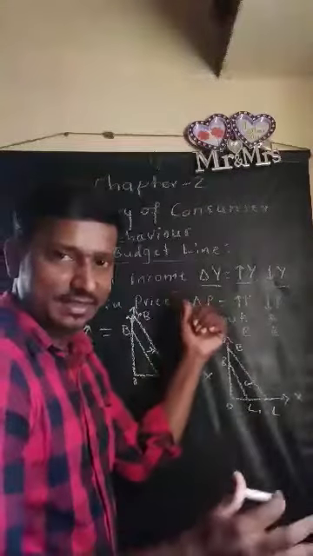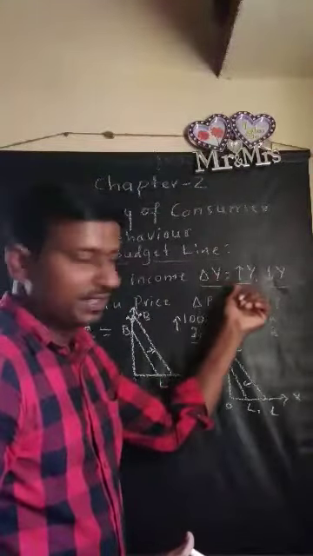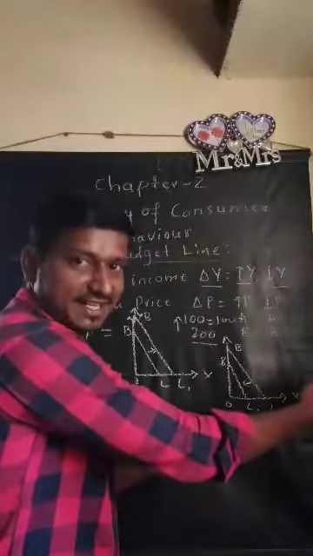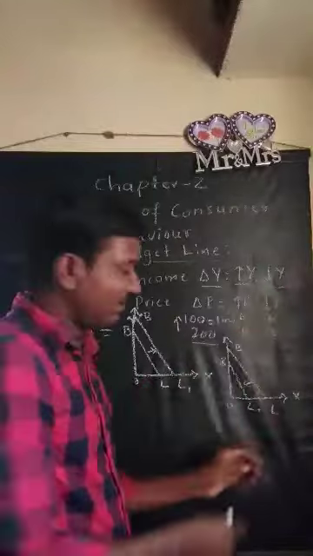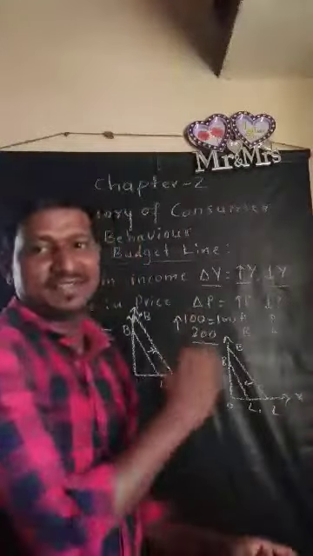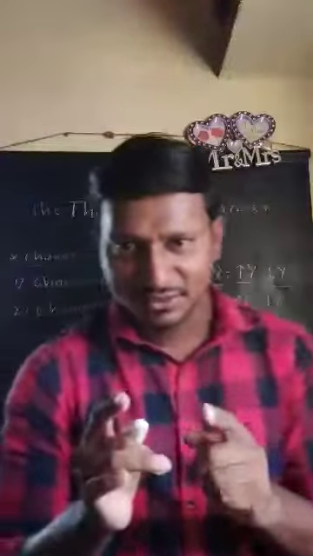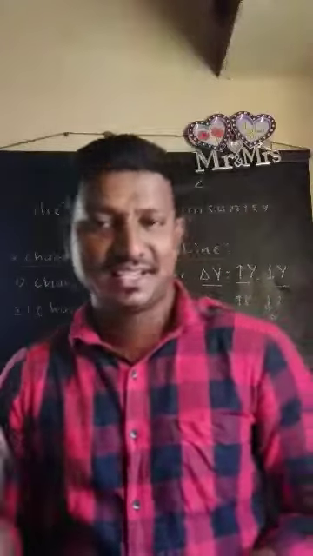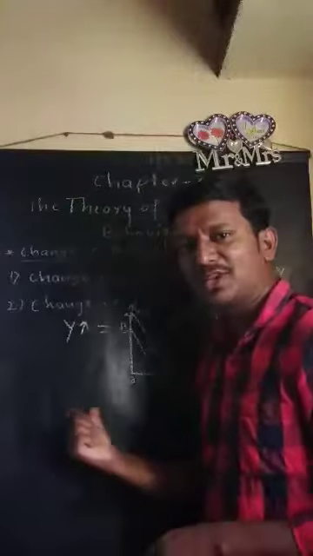Let me recall these things. When there is an increase in income, the budget line shifts right side. When there is a decrease in income, the budget line shifts left side. Okay, due to increase in income or decrease in income, there is a change in the budget line. That is what we have seen in these two diagrams.